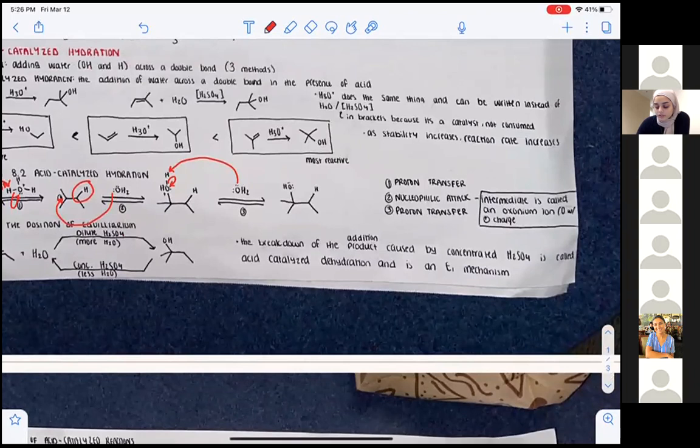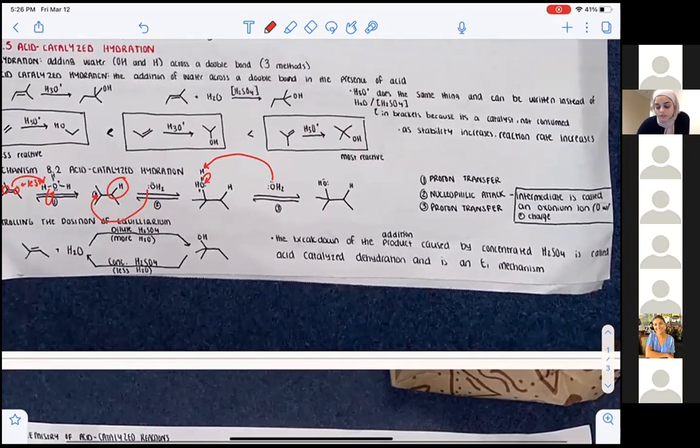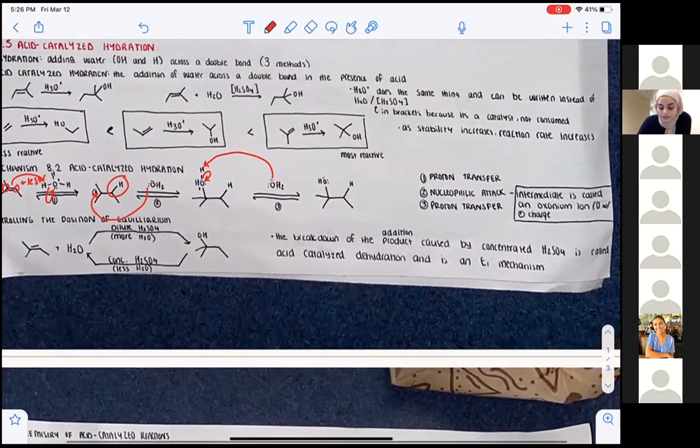I also wrote over here the steps 1, 2, and 3. We have proton transfer, nucleophilic attack, and then another proton transfer. This intermediate right here that has the oxygen with a plus sign on it is called an oxonium ion. Not sure if that would be important. I did write it on there because I know that he usually does a fill in the blank question. So if he did ask a question about that, I want you guys to be prepared.